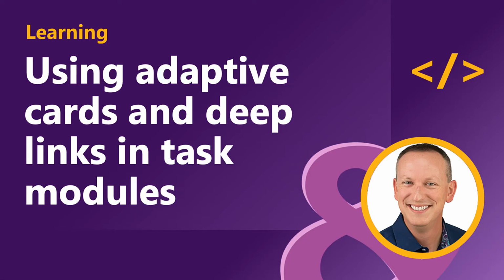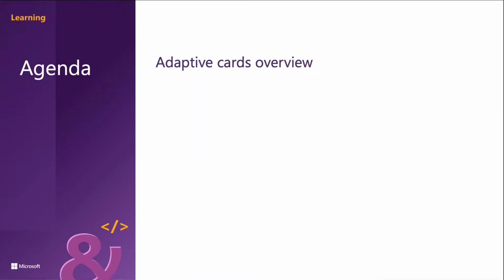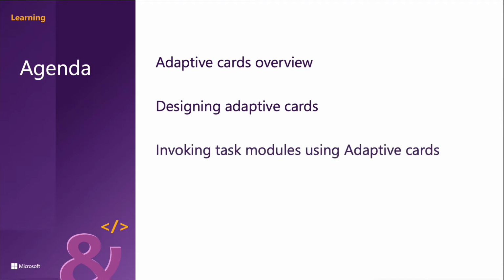In this section, we're going to learn how to use adaptive cards in a custom task module in a Microsoft Teams app. We're also going to learn how to invoke task modules from anywhere within Microsoft Teams using deep links. We're going to specifically cover an adaptive cards overview, how to design adaptive cards, invoking task modules using adaptive cards, and invoking task modules with deep links.